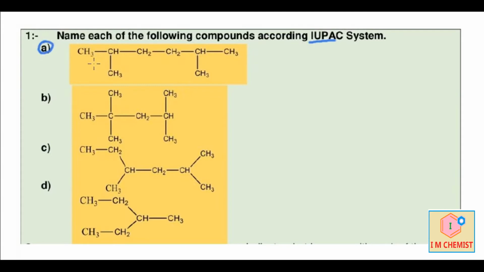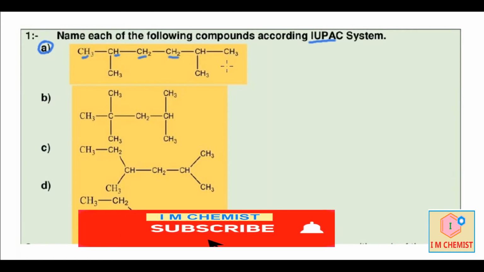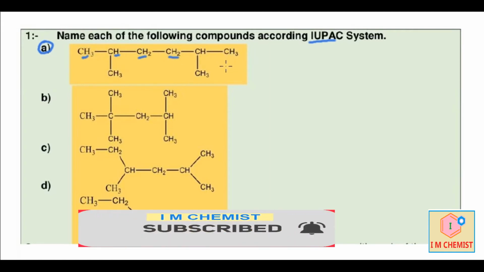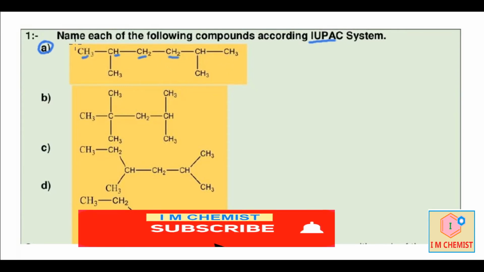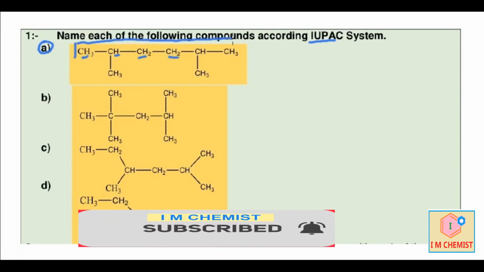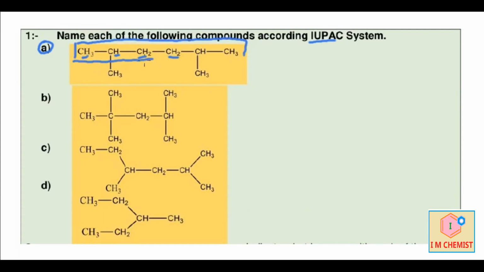The first one is, here we have CH3 that is bonded with CH, that is further bonded with CH2 group, and so on. Now the first thing you need to do is to select the parent chain. Parent chain means the longest chain. So this would be our longest chain. After selecting the longest chain, we have to find out at which position substituents are attached. So this methyl group would act as a substituent, while this methyl group would also act as a substituent.